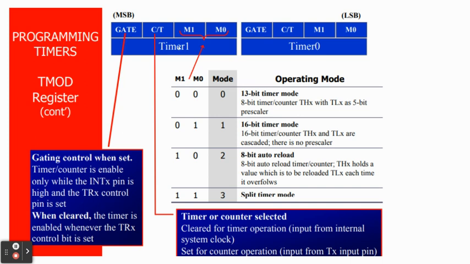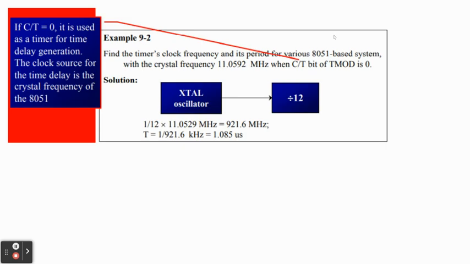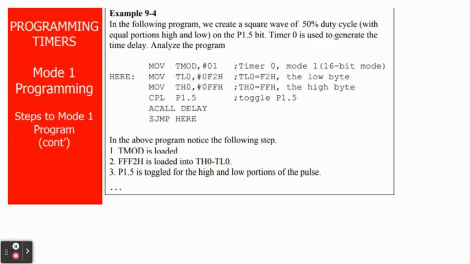0000, that's timer 1, mode 0. 0001, that's timer 0, mode 1, because this is 01, and 01 is mode 1. So again, 0000, timer 1, mode 0. 0001, timer 0, mode 1. So that's it. But of course, in the example here, we don't really write 0000 or 0001.